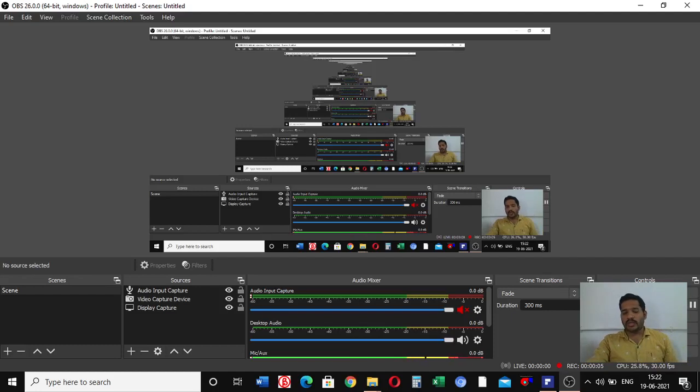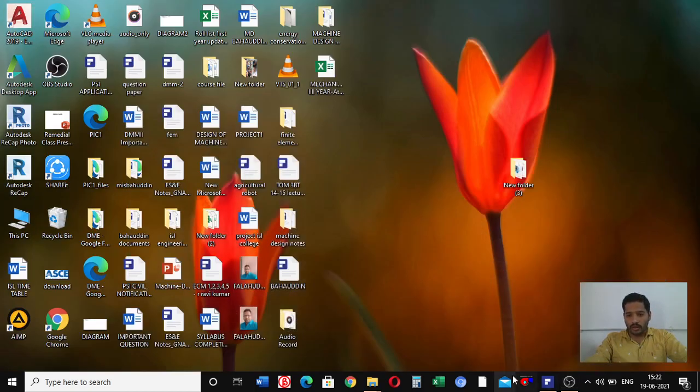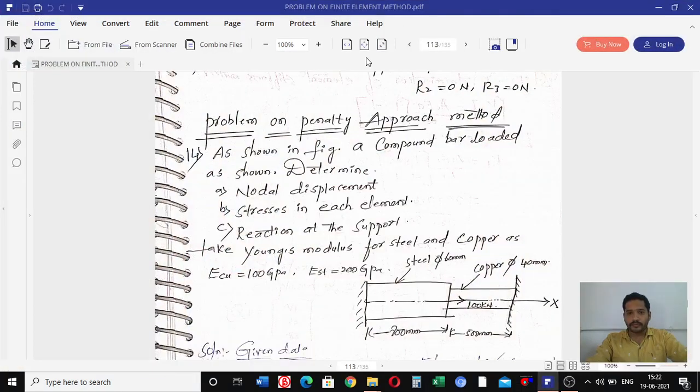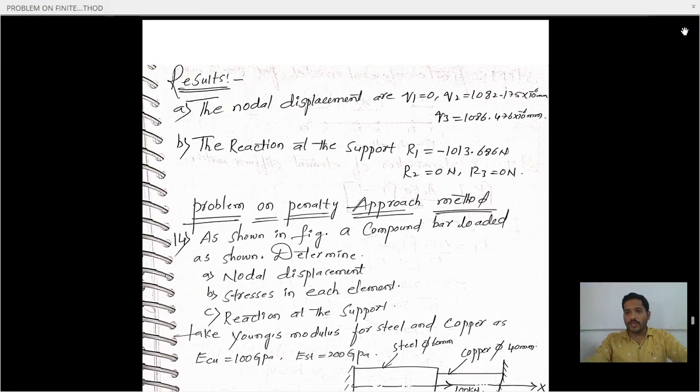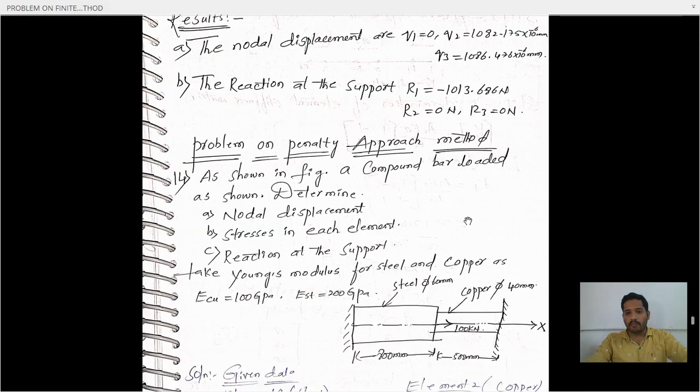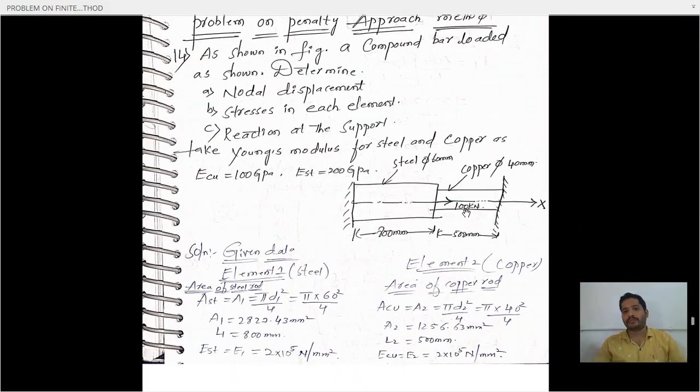So today in the session we are going to learn the penalty approach method. From the examination point of view, the penalty approach method is most important. This is the first problem on the penalty approach method.